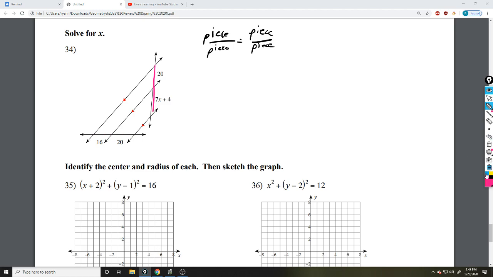So let me make this a different color. Pieces there and pieces there. There we are. So the red pieces should line up with the blue pieces. So we'll do 20 over 7x plus 4. So that's your pieces on the red side. Then on the blue side, on the 20, the same side is going to be the 16, right? Those are the sides that line up and are in the same spot. So if 20 goes on top on the red side, then 16 goes on top on the blue side, and then we have 20 going on the bottom.